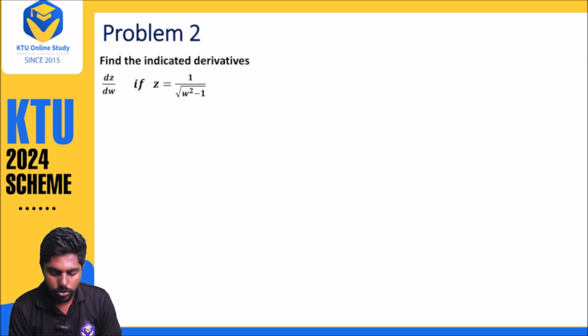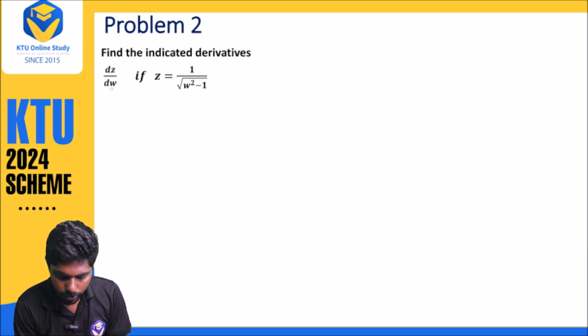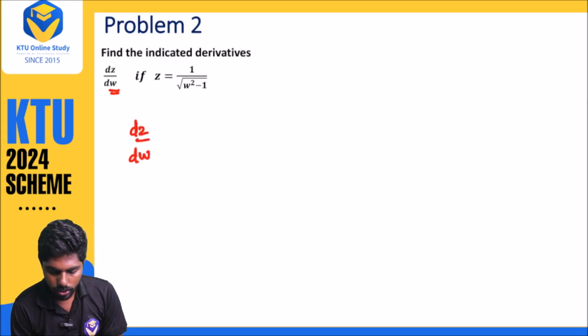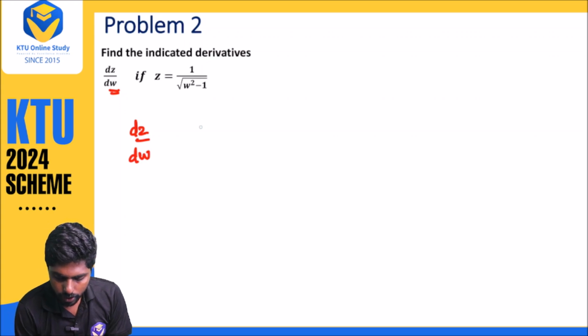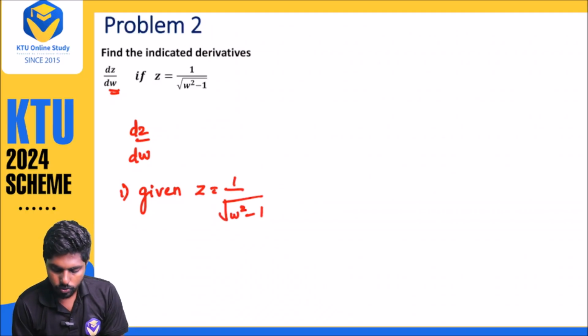In the second problem, if you see problem number 2, what is the thing they have asked? They have asked dz with respect to dw. They are asking you to solve. So what do you want to do? First step, given z is equal to 1 divided by root of w square minus 1.